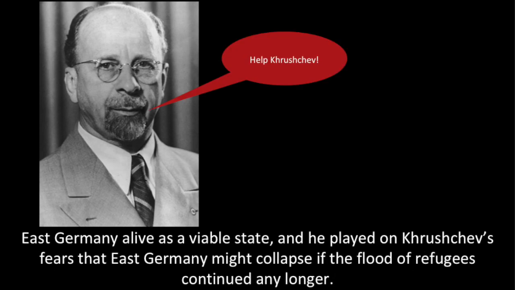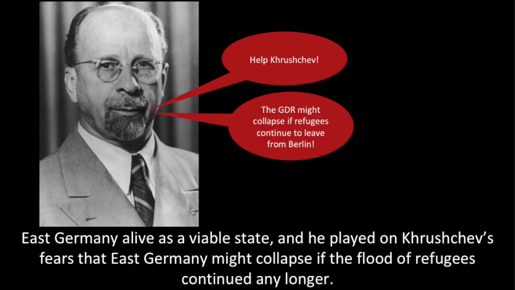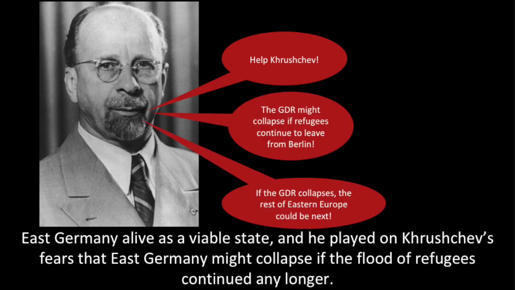With the refugees fleeing his country, leader of the GDR, Walter Ulbricht, knew Khrushchev had now committed the USSR to keeping East Germany alive as a viable state, and he played on Khrushchev's fears that East Germany might collapse if the flood of refugees continued any longer.